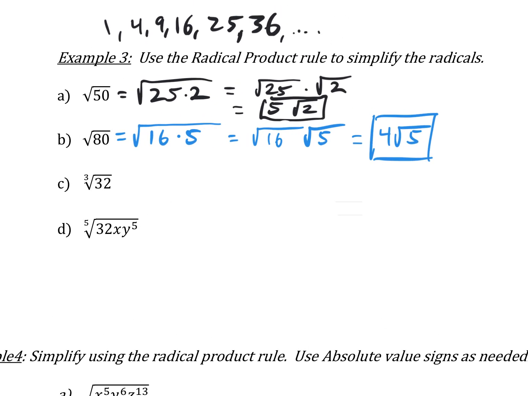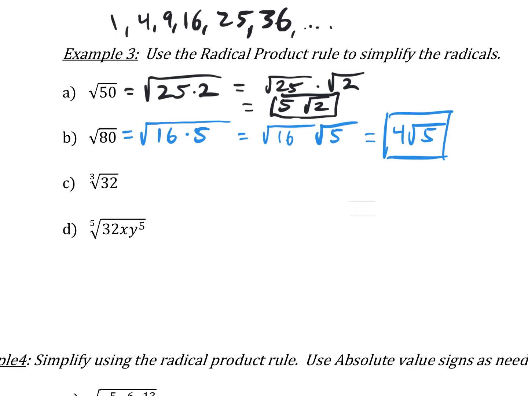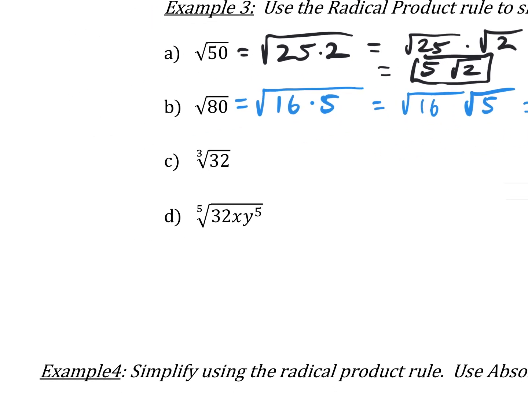Now, cube roots, we don't want to think about perfect squares. We now want to think about perfect cubes. What perfect cubes go into this? Well, perfect cubes are numbers like 1 to the third power is 1. 2 to the third power is 8. 3 times 3 times 3 is 27. 4 times 4 times 4 is 64. Okay? And we ask ourselves, do any of these multiply into 32?